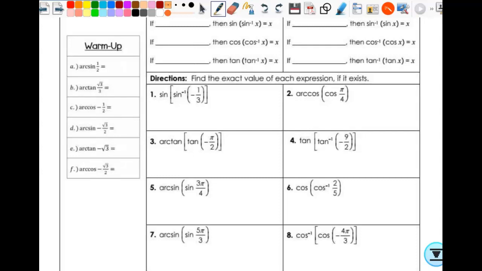All right, so Amy, tell me, what is the arc sine of 1/2? Pi 6. Yes, ma'am. Thank you. All right, arctangent of square root of 3 over 3. Anaya, what's that? Pi 6. Yes, ma'am. Thank you. Arc cosine of negative 1/2. Marco?